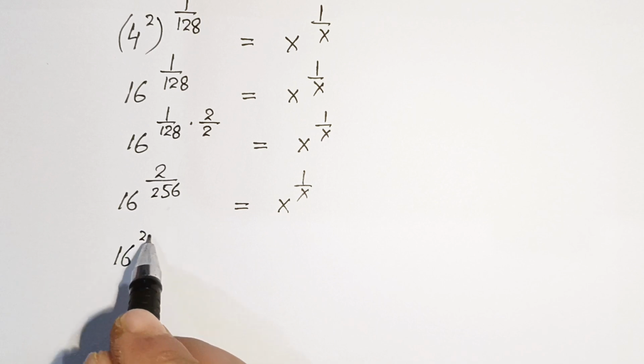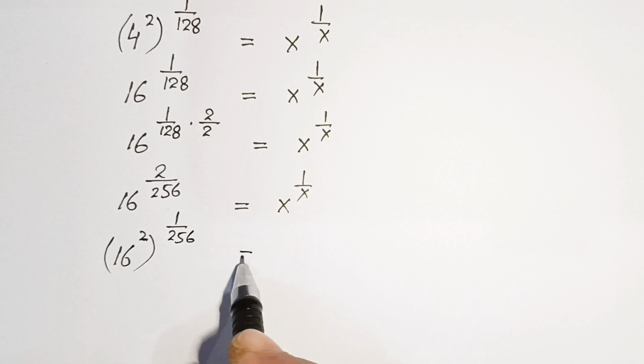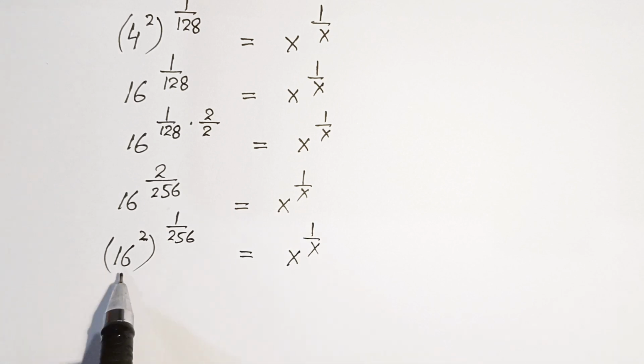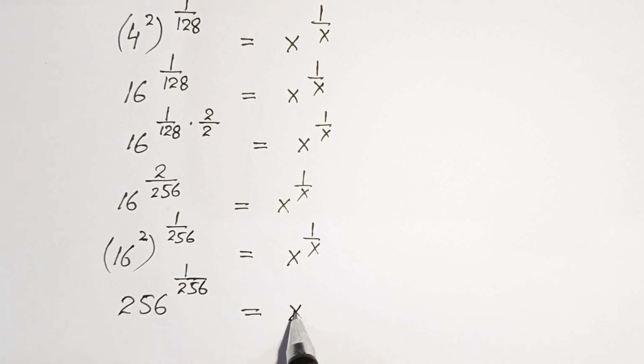Now 16 squared whole to the power 1 over 256 is equal to x to the power 1 over x. Now this 16 squared is equal to 256, whole to the power 1 over 256, which is equal to x to the power 1 over x.